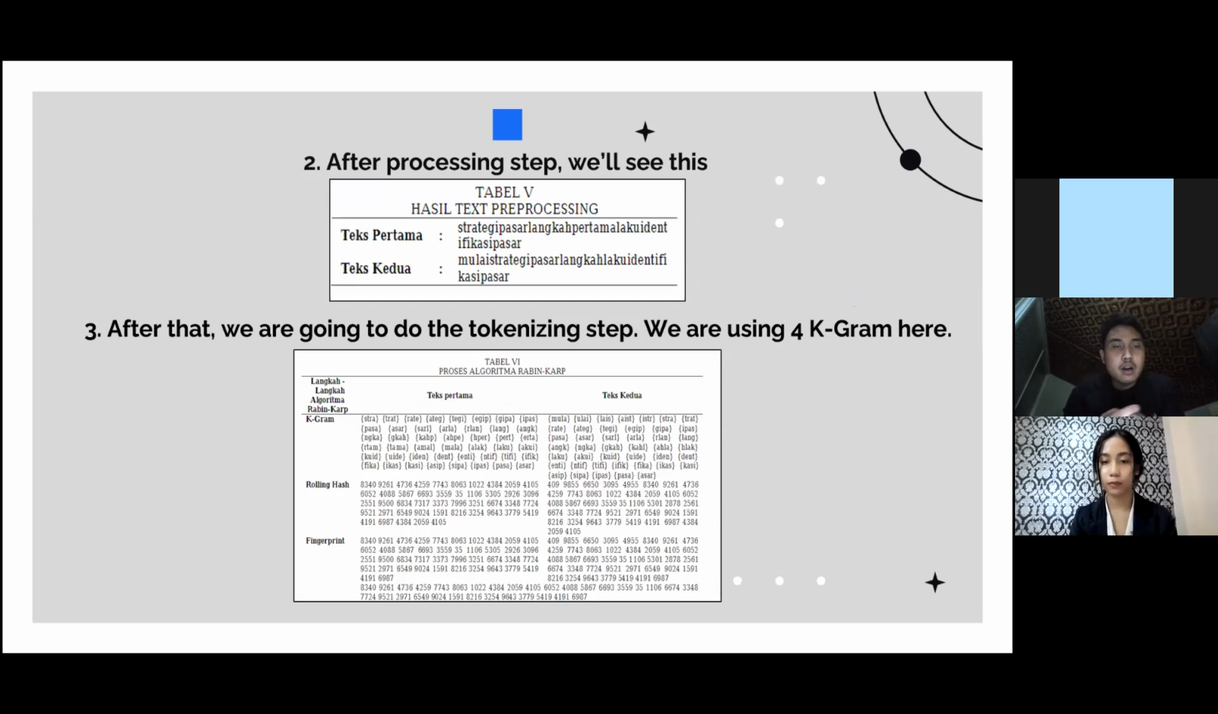Here, on number 2, that is after we do the pre-processing step, it removes all of the symbols, including spaces. And number 3, we are going to do the tokenizing step. We are using 4-gram here. It divides all the characters 4 by 4.